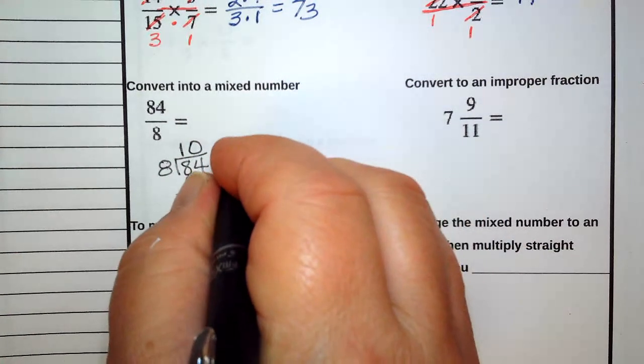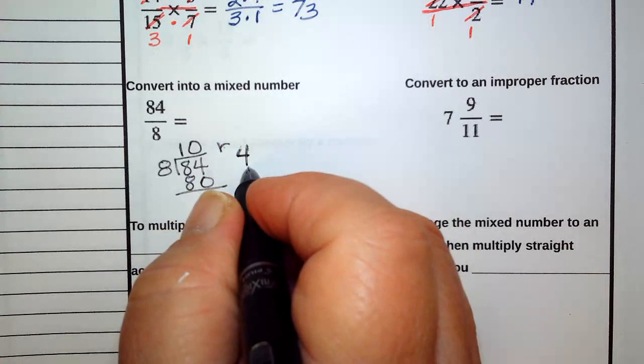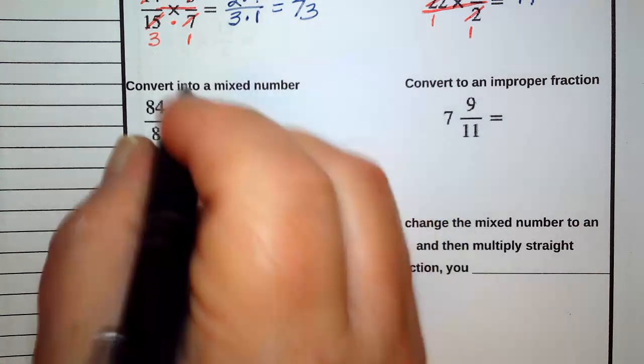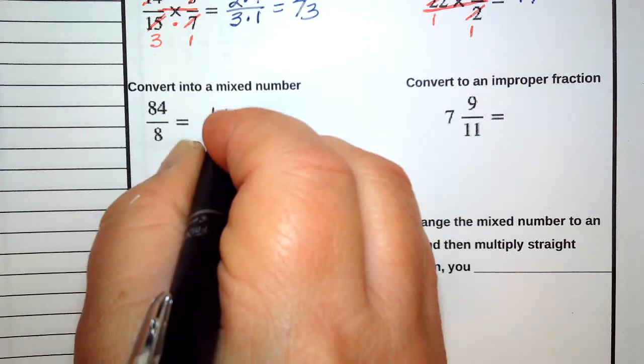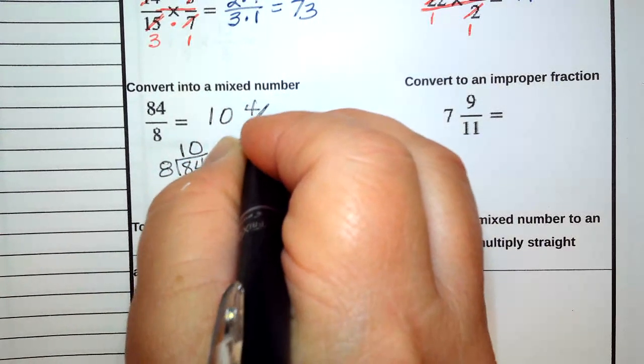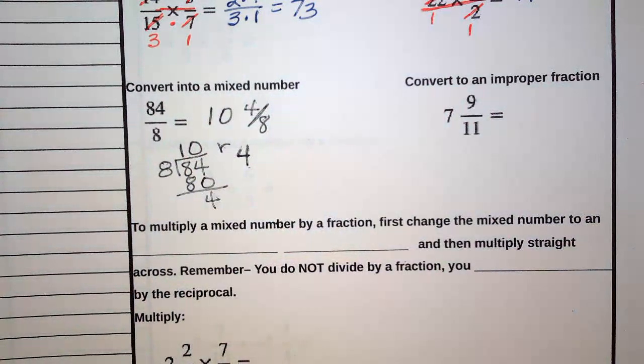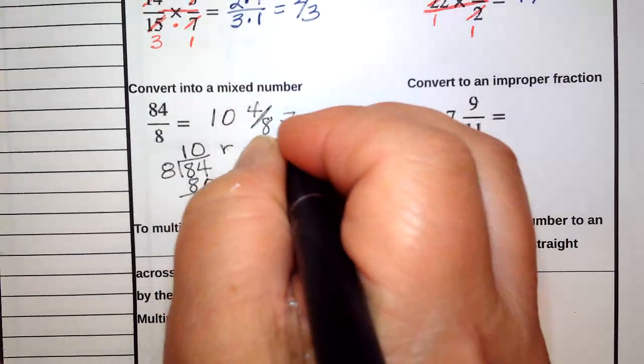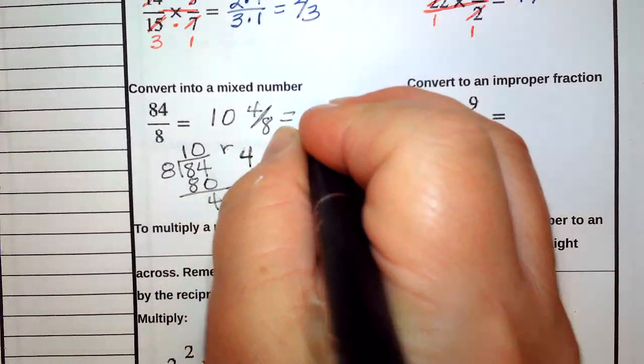What does that mean? Well, the remainder becomes your numerator. So this is 10 and 4 over 8. Well, how much of 8 is 4? 4 is what part of 8? It's 1/2 of 8. So this is simplified to 10 and 1/2.